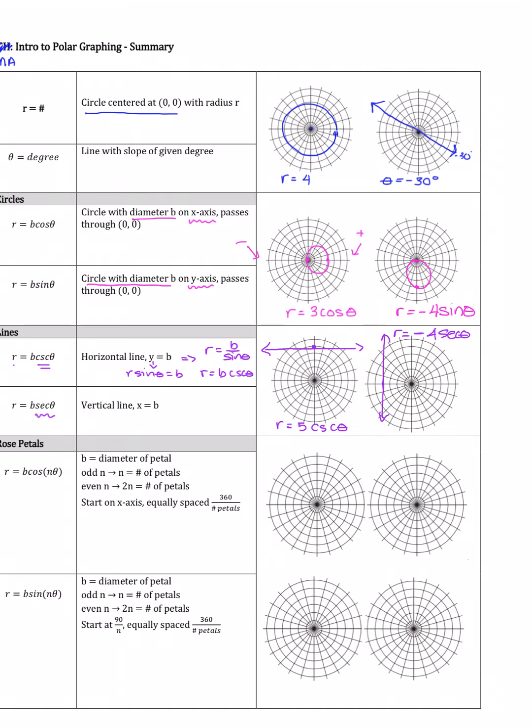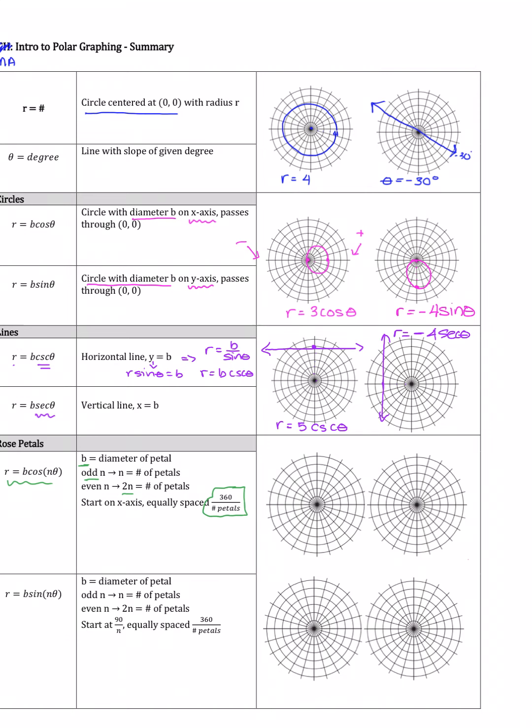So now we get down to our rose petals. The cosine ones are a little bit easier because you always are going to start on either the positive or the negative x-axis. So b is the diameter of the petal. If n is odd, that's how many petals you have. If n is even, you'll have twice that many petals. And they will always be equally spaced based on however many petals, 360 divided by that, so that they're equally spaced around the circle.